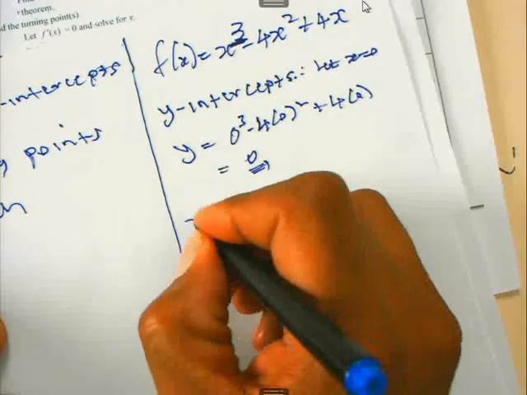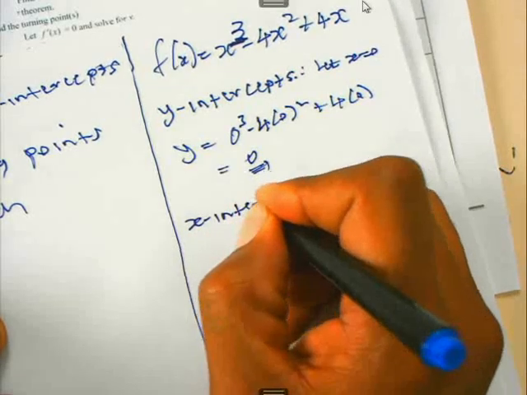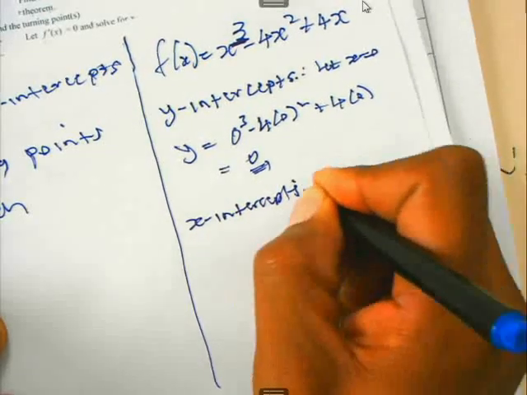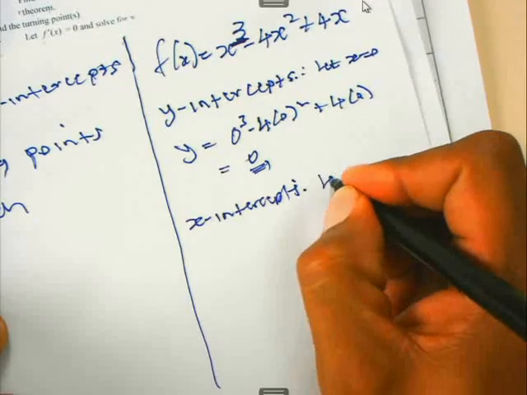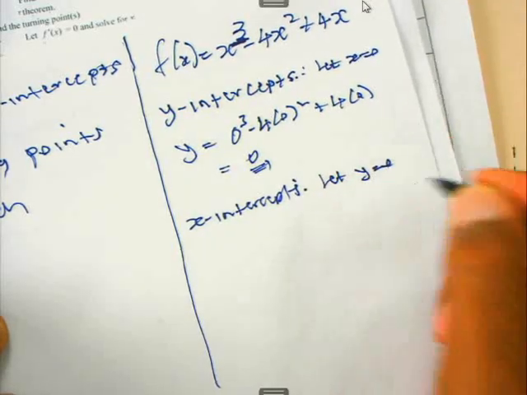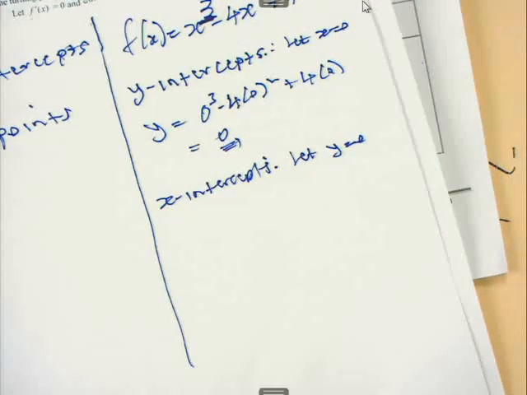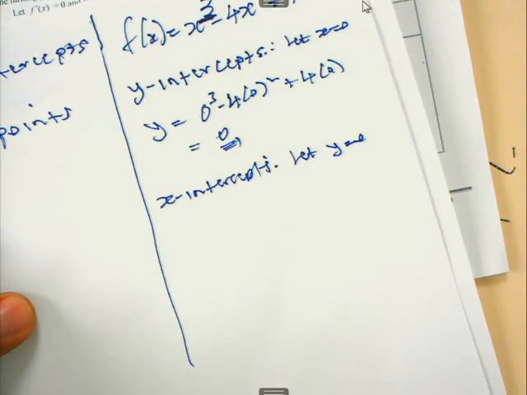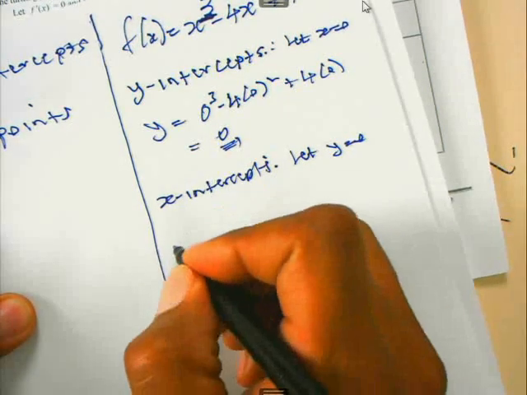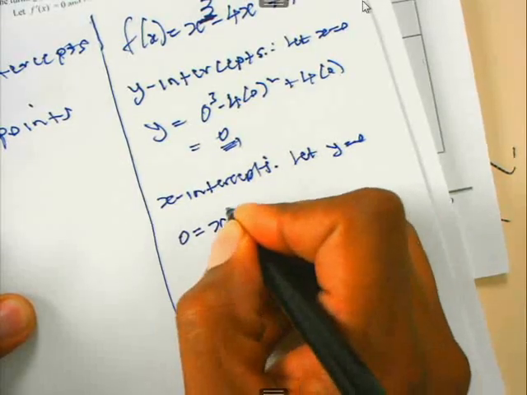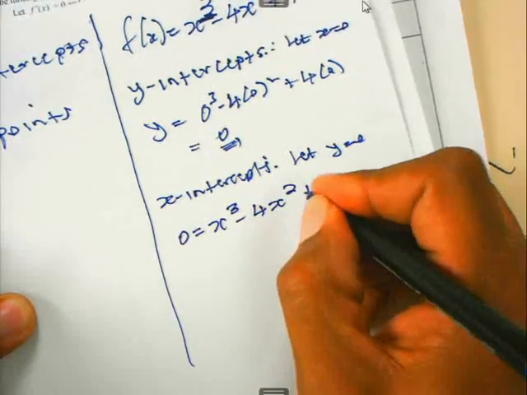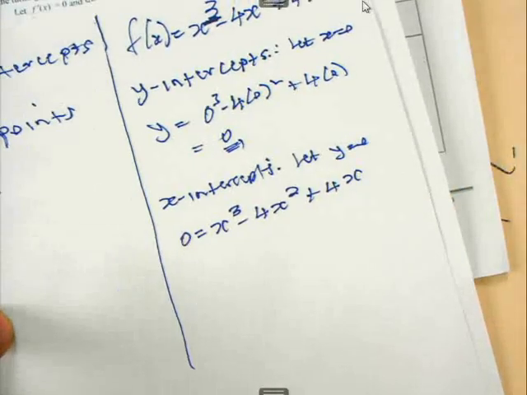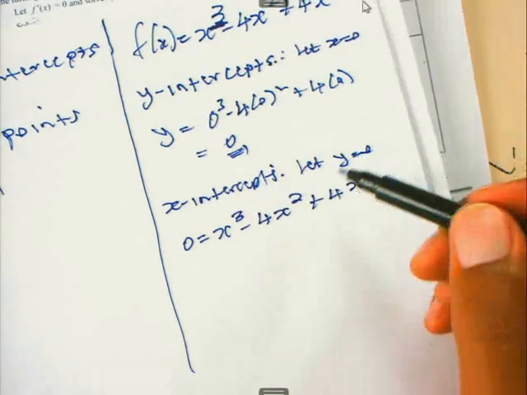Now, let us look at the x-intercept. How do we determine the x-intercept? Of course, you let y be 0. Let us do that to see what is going to happen. That will be 0 = x^3 - 4x^2 + 4x.